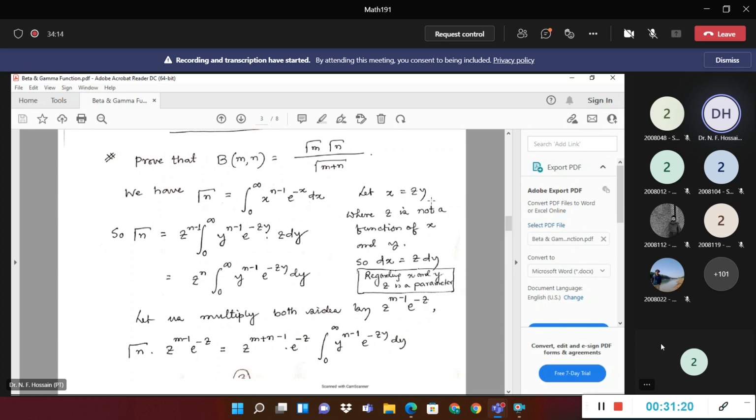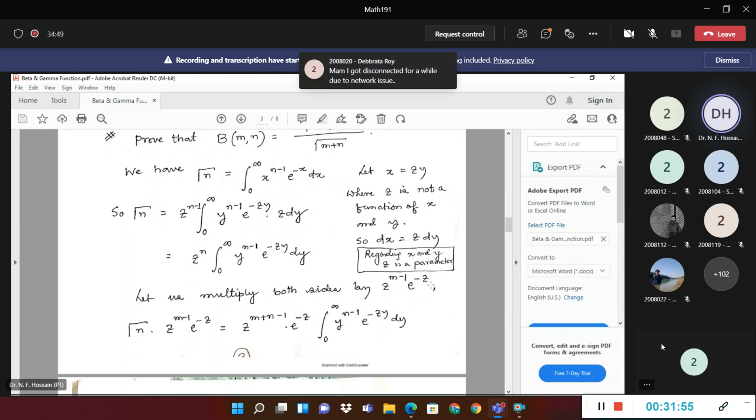Suppose x equals z into y. Here it is mentioned that z is a variable, but it is not a function of x and y. So if the integration is with respect to x or with respect to y, z will act as a parameter, not a variable, because z is not a function of x and y. For this relation x equals z into y, when you take the differential, dx will be equal to z into dy, because here z is a parameter. It is not a function of x and y.